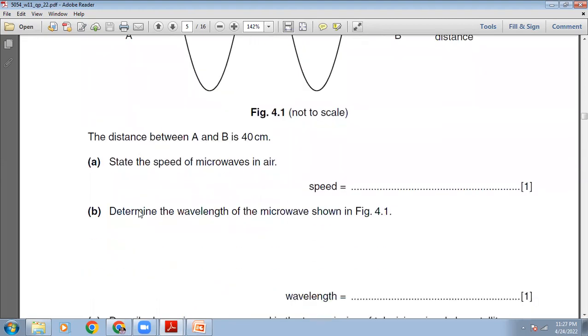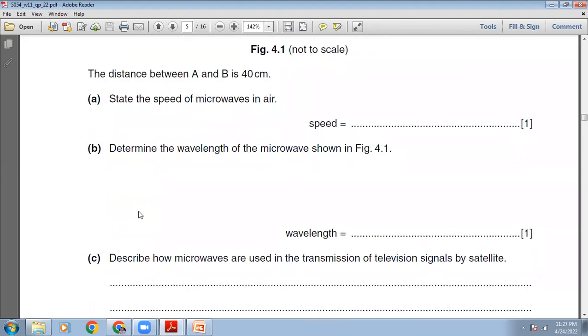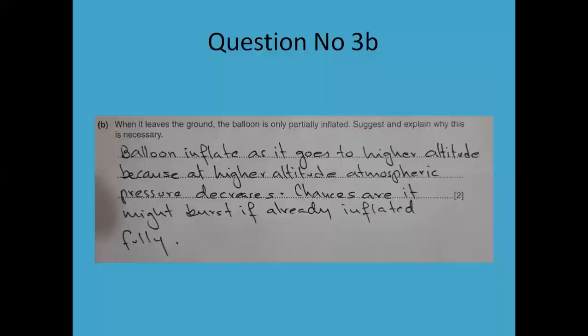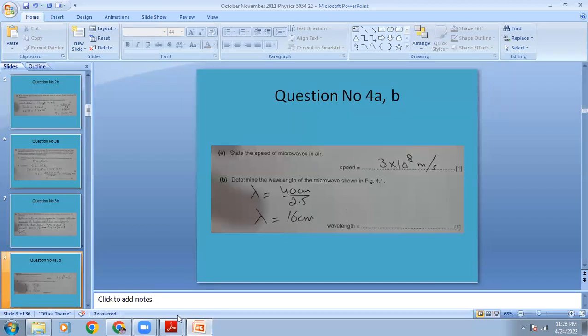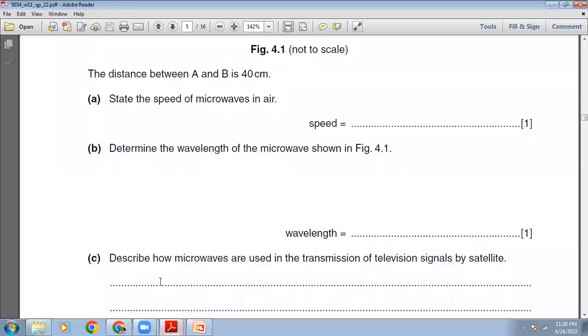Part C says state the speed of the microwave in air. All the transverse waves in air, like microwaves, travel with the speed of light. So it will be 3 x 10^8 meters per second. Let's go to the next part.